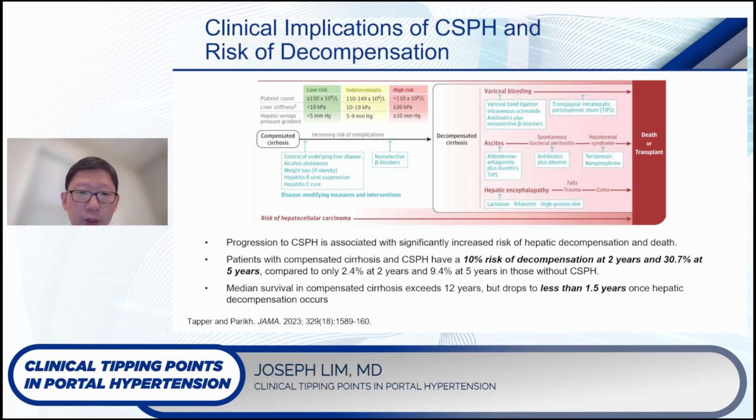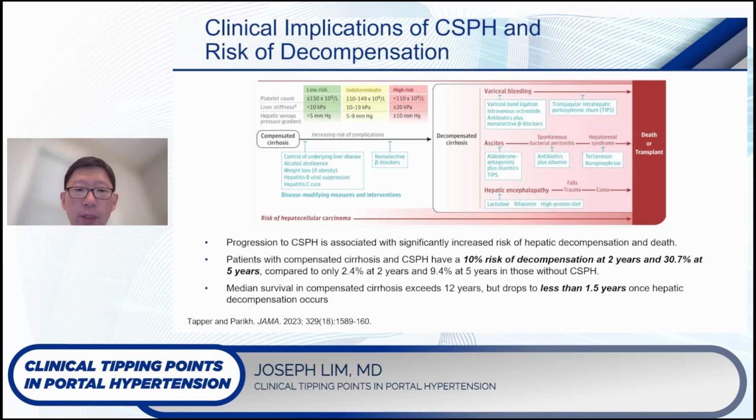and decompensation. Now, the complications we've already begun to highlight here, including ascites and its associated complications such as hydrothorax, hyponatremia, and hepatorenal syndrome, but also variceal hemorrhage, typically esophageal or gastric, as well as hepatic encephalopathy.